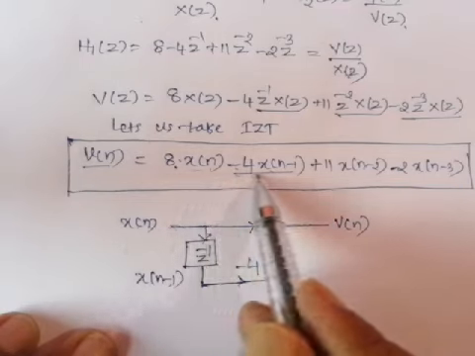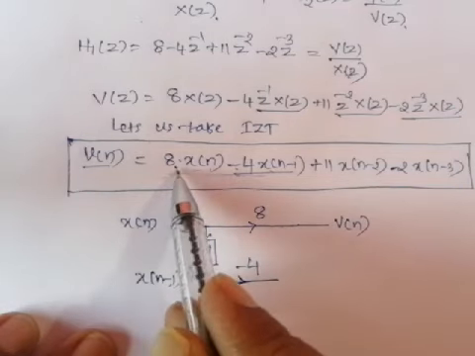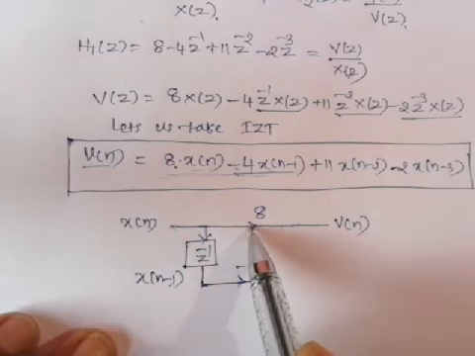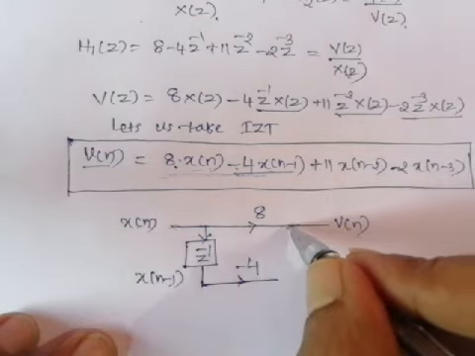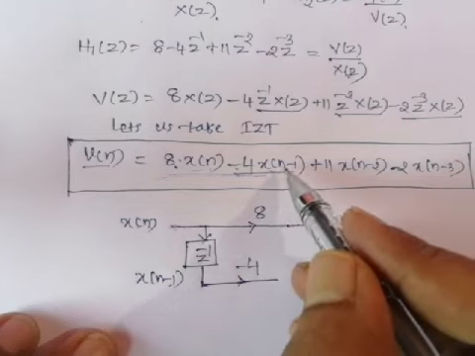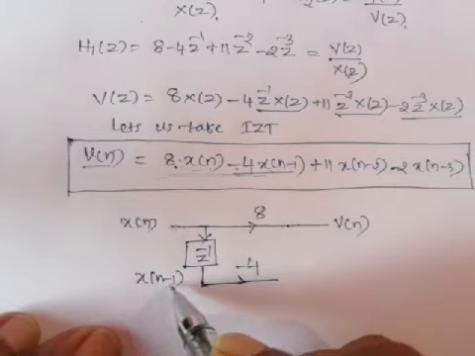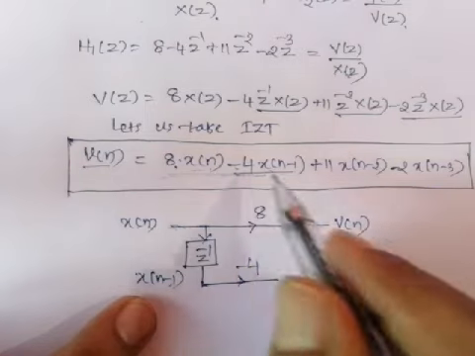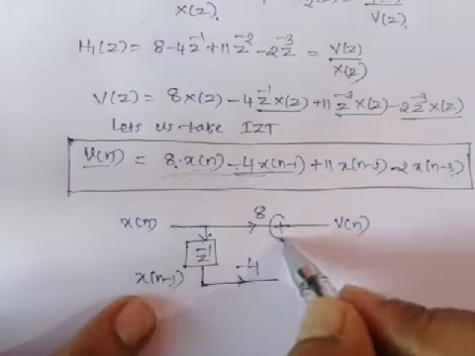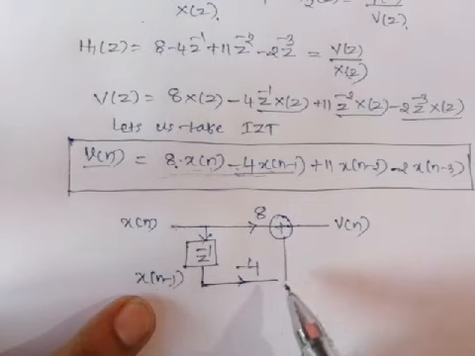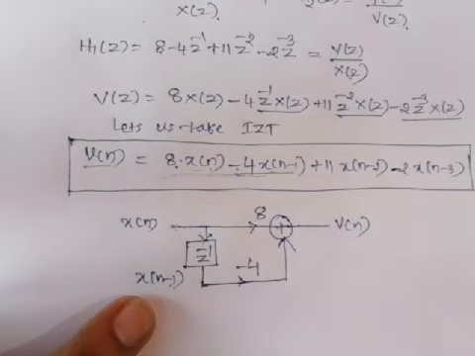So what happens here? First, x of n is multiplied by 8, and in this case we got 8 into x of n. Next term, x of n is delayed by one time, that is x of n minus 1. Coefficient term is minus 4, and these two are added.